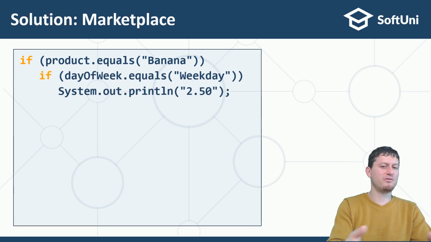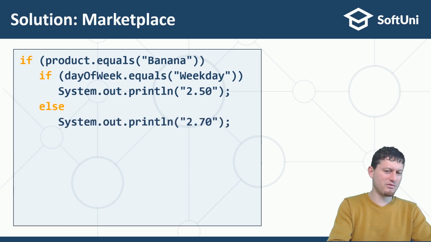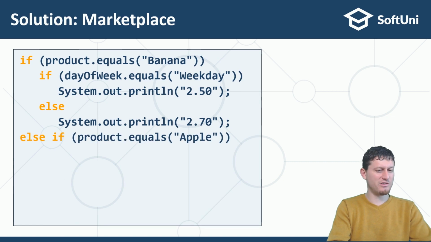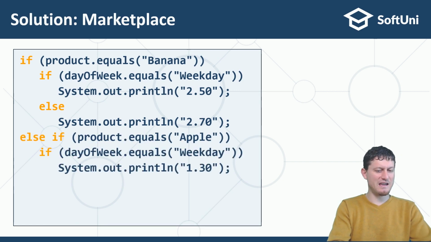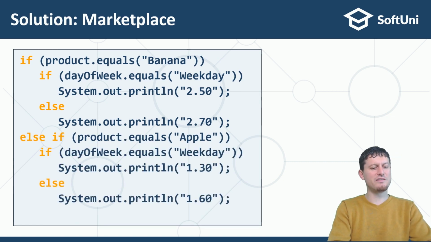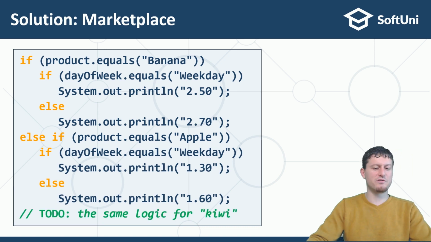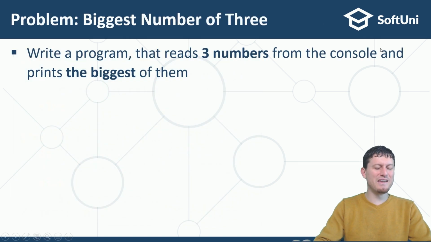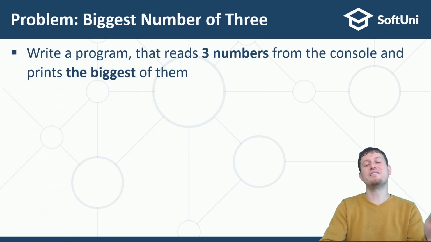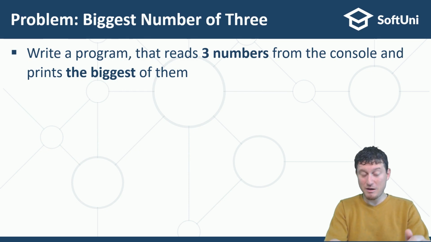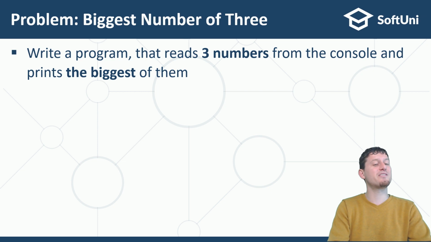If the day of week is weekday, for banana it is 2.50, otherwise 2.70. If the product is apple, for weekday I have one price, otherwise if it's not weekday I have another price. I do the same for kiwi, etc. So, the biggest number of 3. This is our next problem. It's about writing a program that reads 3 numbers from the console and prints the biggest of them.